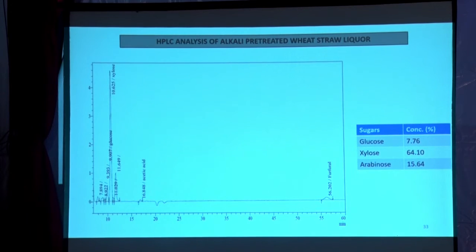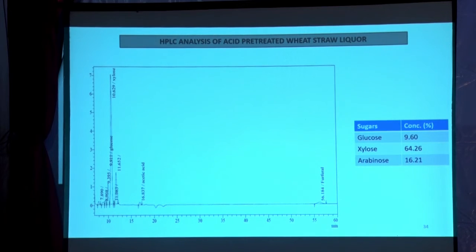This is the HPLC analysis. This is the HPLC chromatogram of alkali pre-treated straw liquor. Here again the maximum concentration was of xylose, that was 64.10%. The glucose concentration was 7.76% and the arabinose concentration was 15.64%.